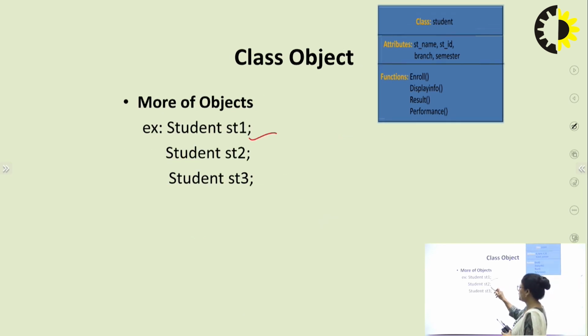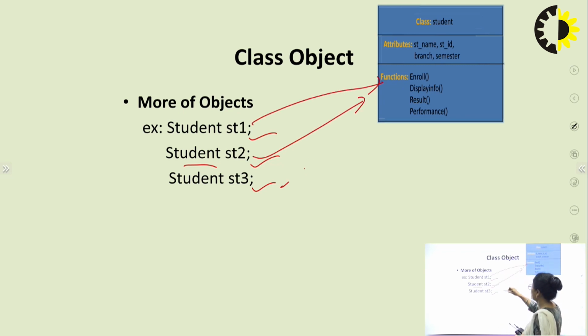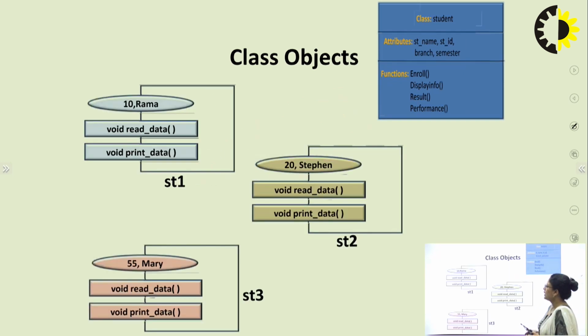We have st1, st2, st3. These are objects of type class student. So we have 3 objects, and all of these objects have this feature. Why? Because they belong to the class student, and class student has these particular attributes.